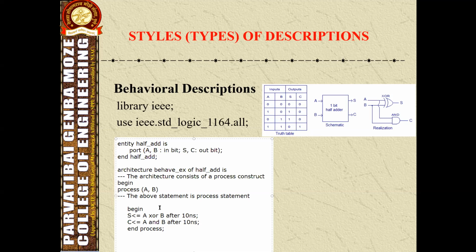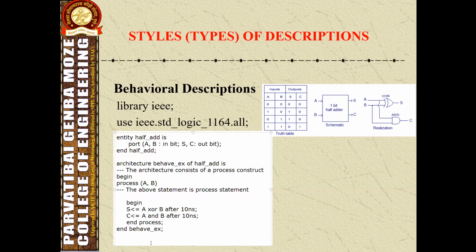And after that we have begin here. There are two begins, so for each begin there should be an end. So here the process will end from this statement to this. Here we are going to end for this begin. So we are writing end, and this is the architecture. This is one example of a behavioral type of architecture.